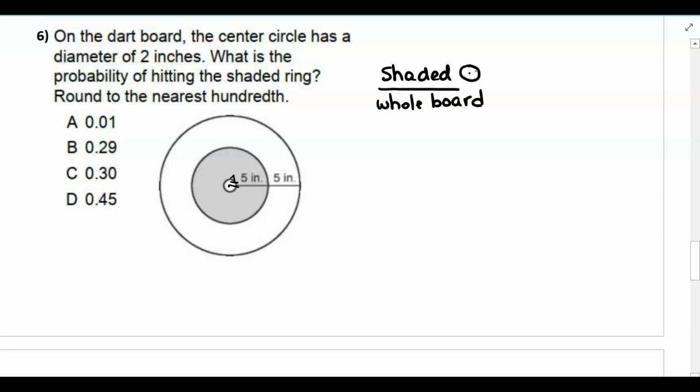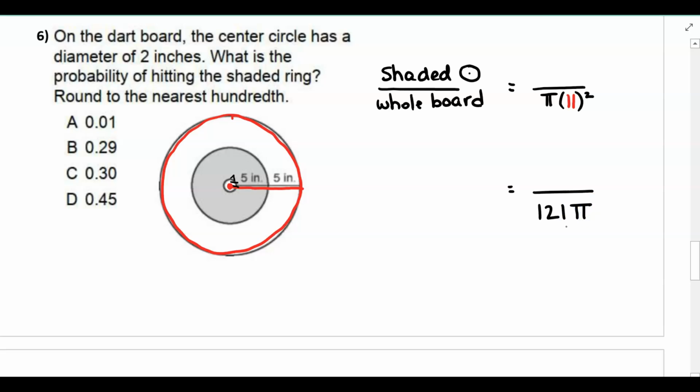Let's start off with finding the area of the whole board. Area is pi r squared, right? So we need to know the radius of this entire circle. The entire circle has this entire radius from dead center all the way to the end. So that's 5 inches plus another 5 inches plus 1 inch. So that entire board has a radius of 11. So we know that the entire area is 121 pi.